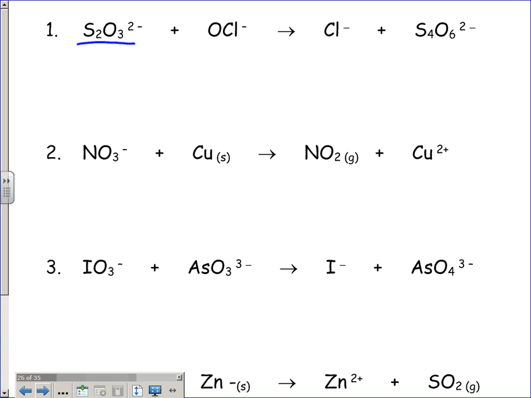Thiosulfate. Okay, thiosulfate. Thio is that S one. I know it's weird. So your first half reaction is S2O3 2 minus yields this thing. I don't know what this one's called. Don't ask. Okay. Yeah, good.